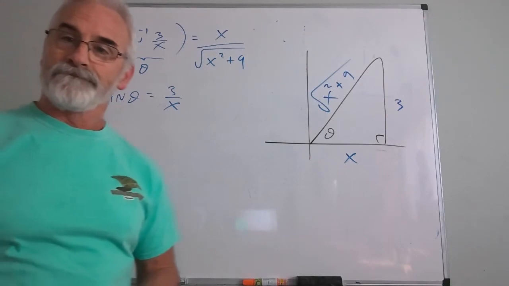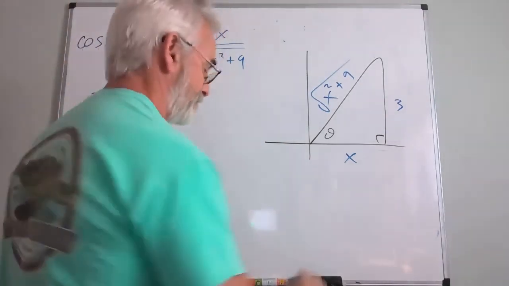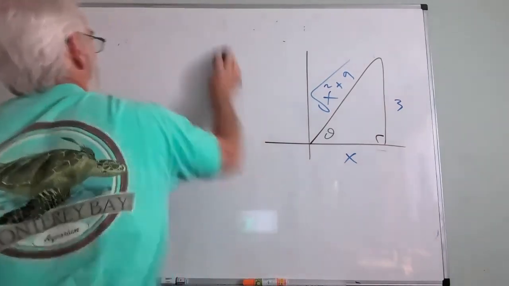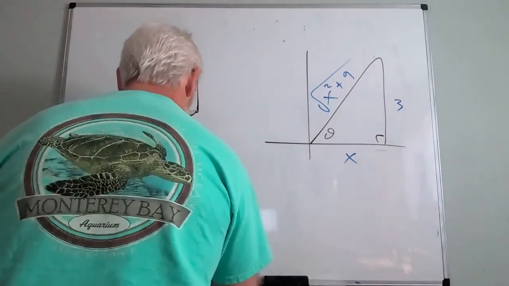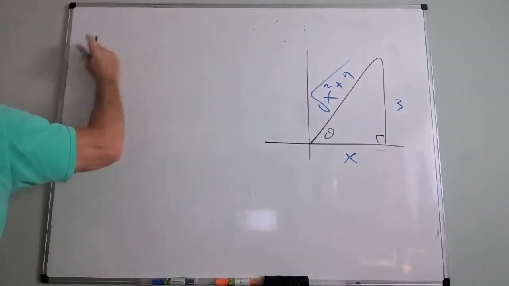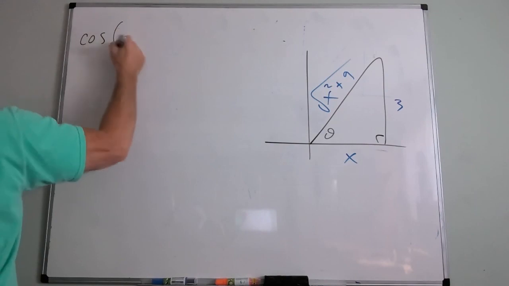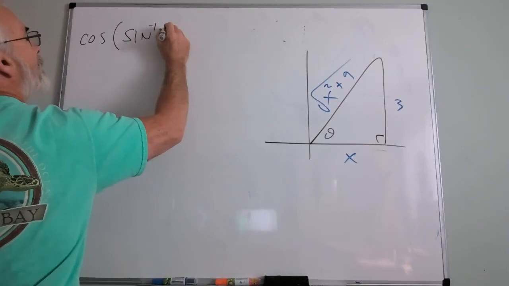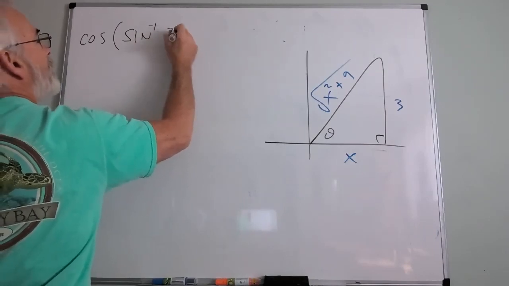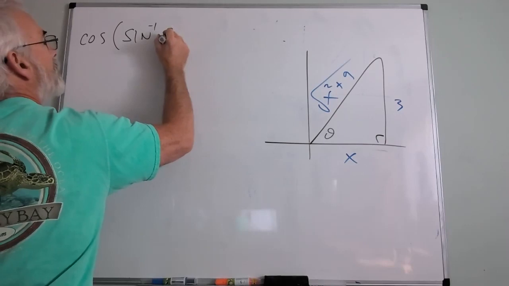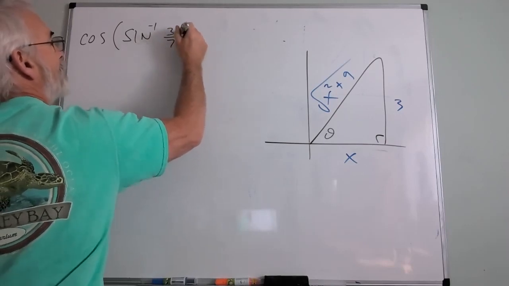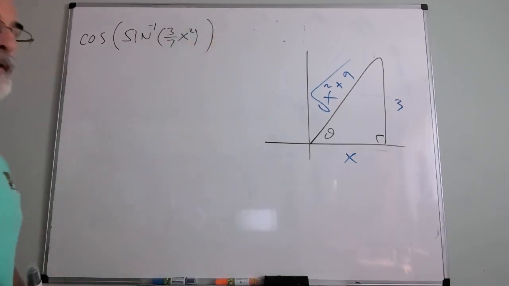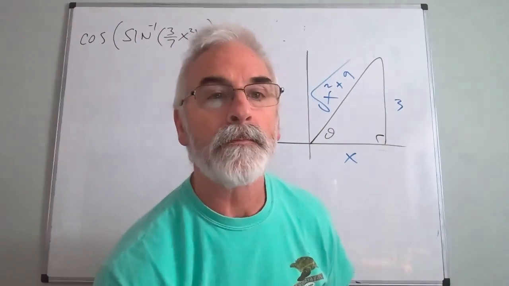Okay. Let's do one more. This one you guys are going to do. Let's do the cosine of the inverse sine of, how about 3/7 x squared. Just keep it kind of crazy. All right. I'd like everybody to do this on their own.